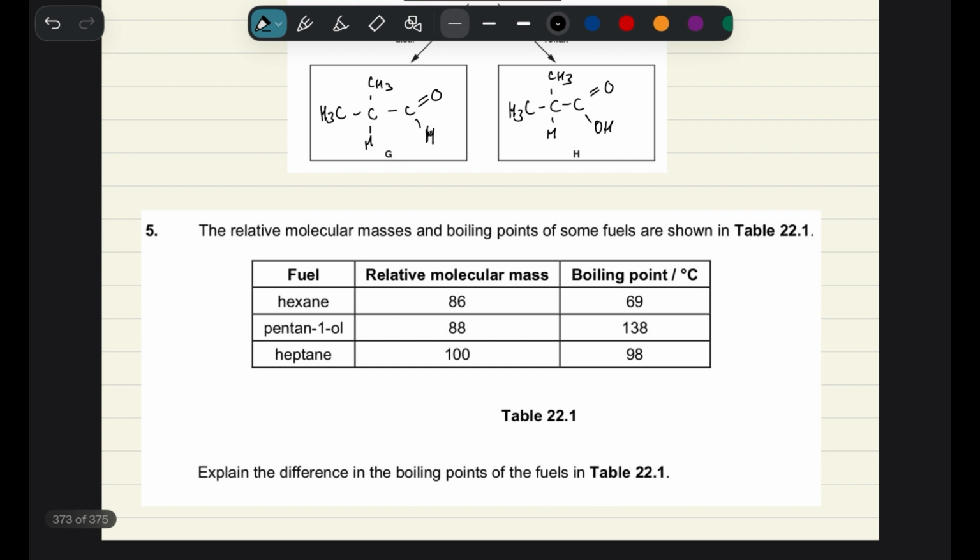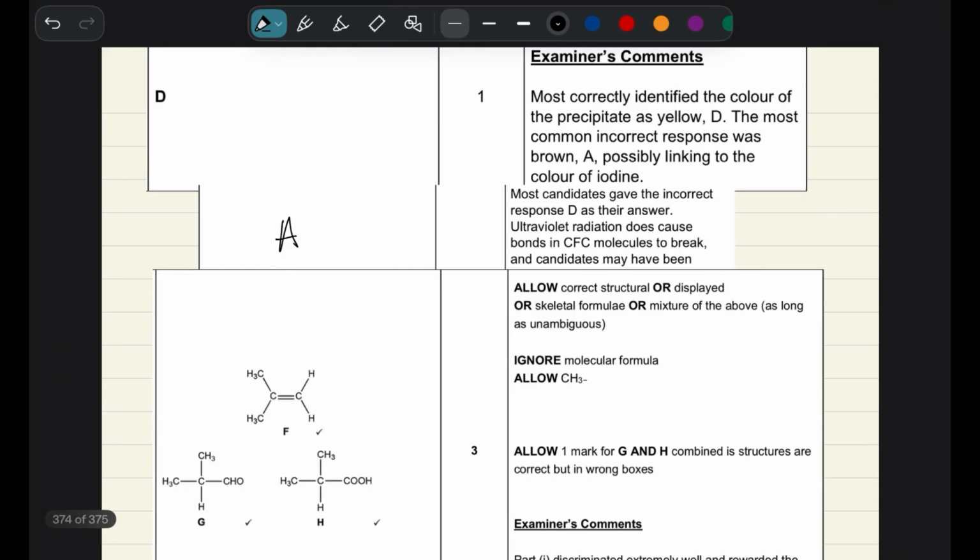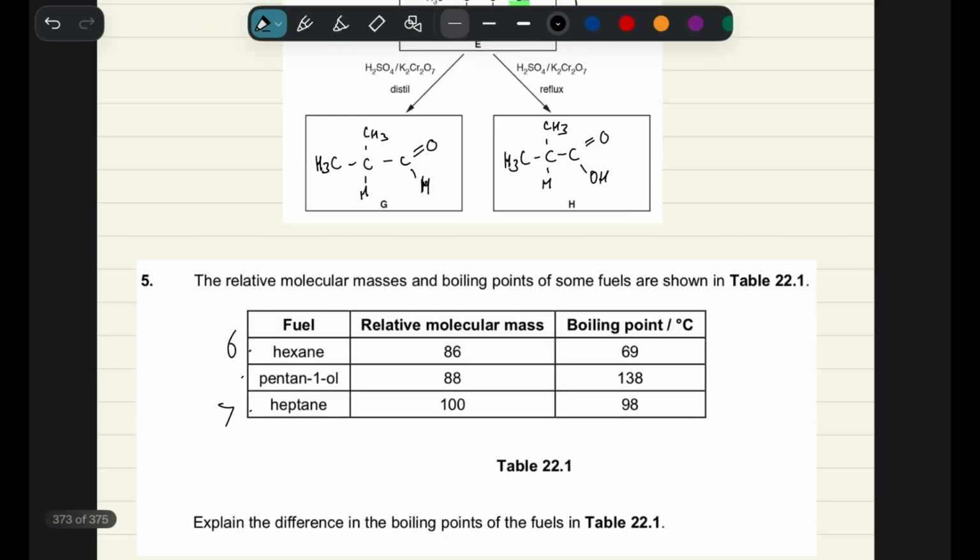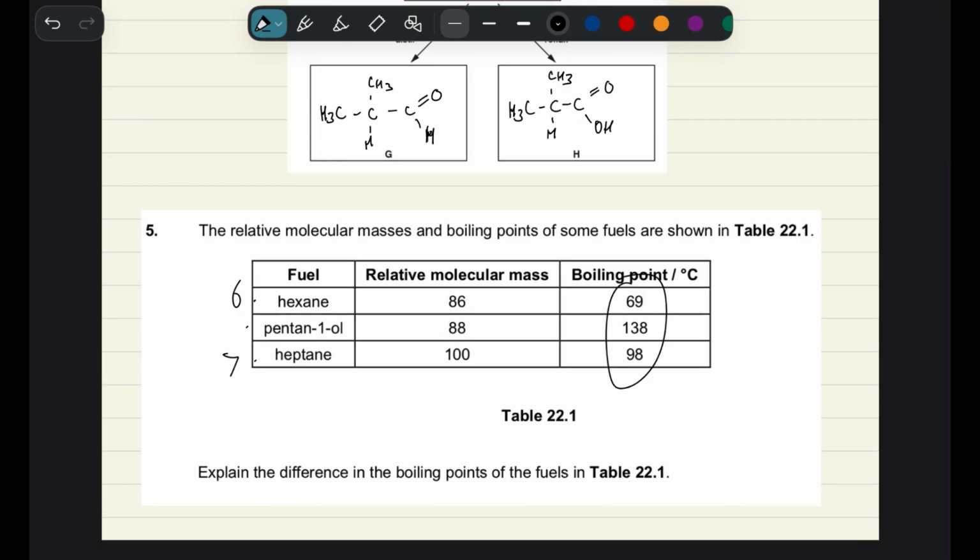Now, in terms of explaining the difference in boiling points for the values in the table, we need to think about what we have here. So we have an alkane at the top, an alkane at the bottom, and an alcohol in the middle. Cool. What's the difference? Well, we know heptane is 7 carbons long, hexane is 6. Pentan-1-ol is an alcohol, meaning it has hydrogen bonding. And that's really what we're going to base our answers on. So you've already seen the trend, by the way. It tells you the trend here.